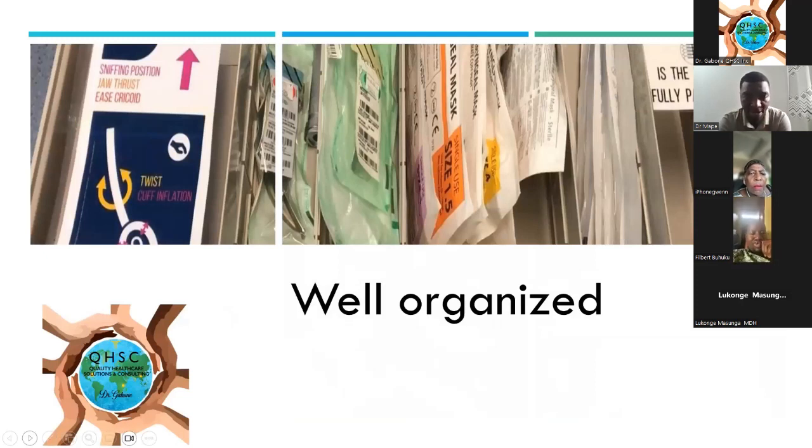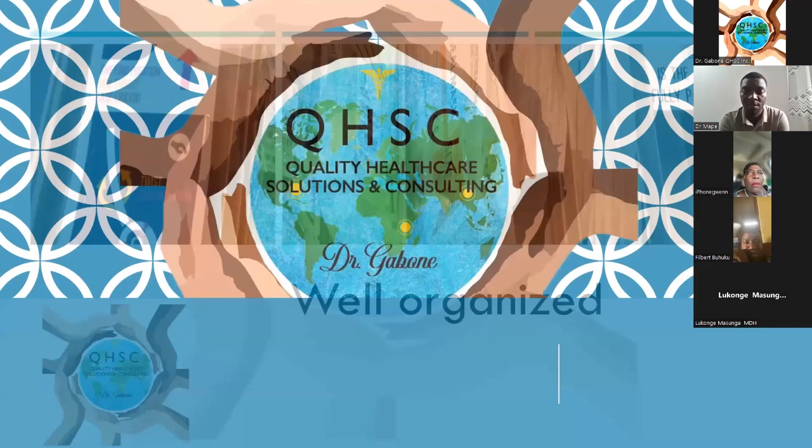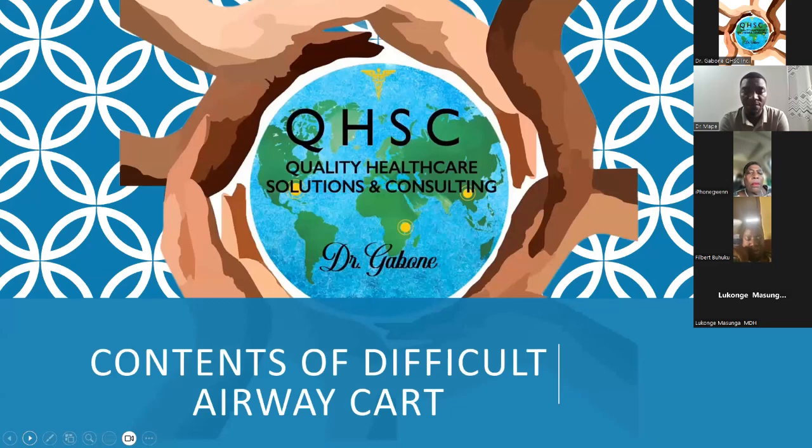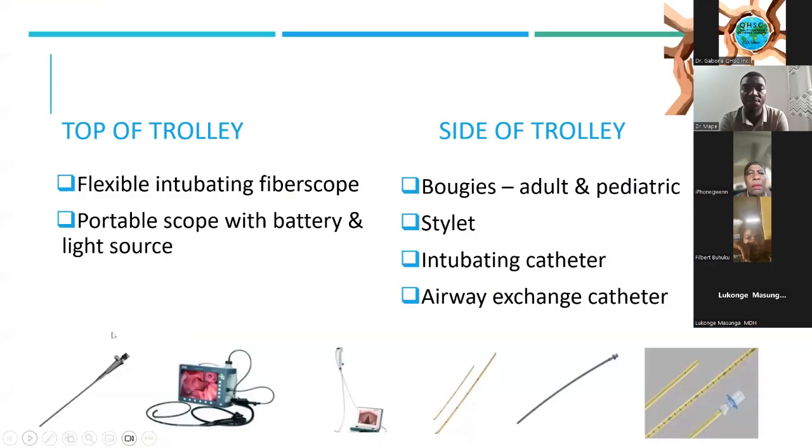And also well organized. So when you open your drawer, everything is well organized, for example in terms of size and type. So if you have endotracheal tubes of size 7, 7.5 in diameter, or 6, they are well organized, so you can check the exact number that you want. Okay, let's continue.